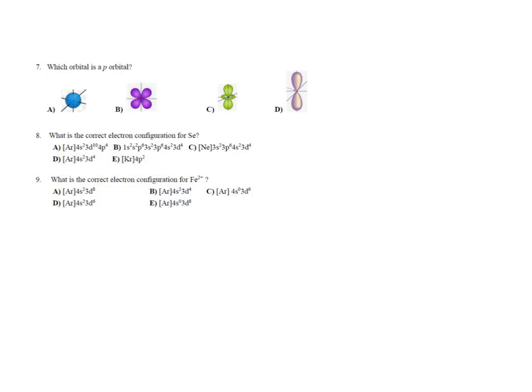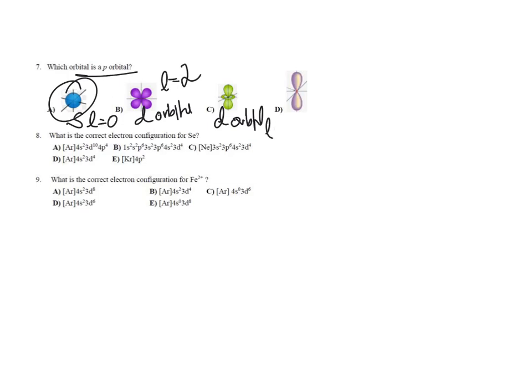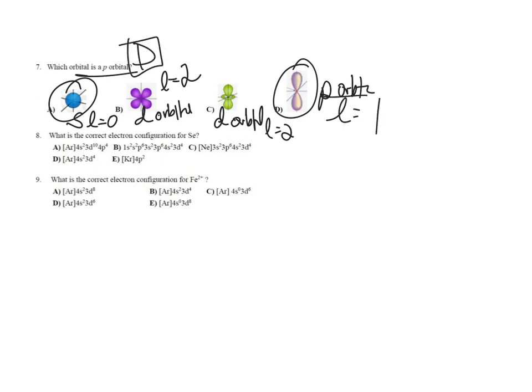Okay, you also need to know the orbital shapes. So if you look here, this is an s orbital. That would be L equals 0. This, I think, would be a d orbital. So that would be L equals 2. This would also be a d orbital, and that would be L equals 2. And this would be a p orbital, so the answer is D. And the p orbital is L equals 1.